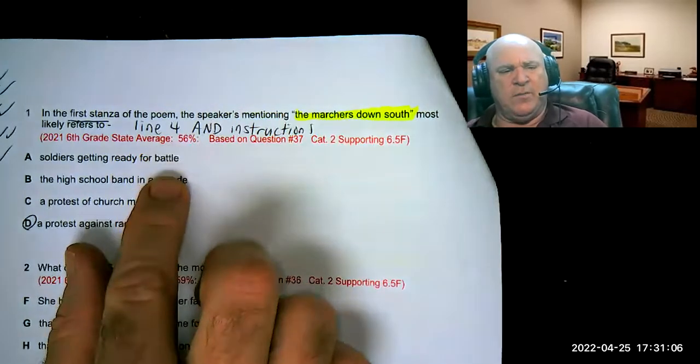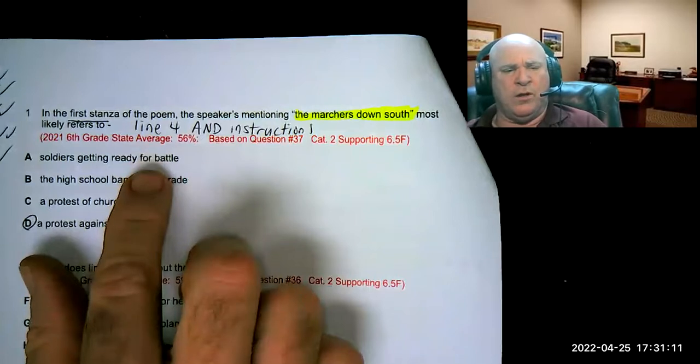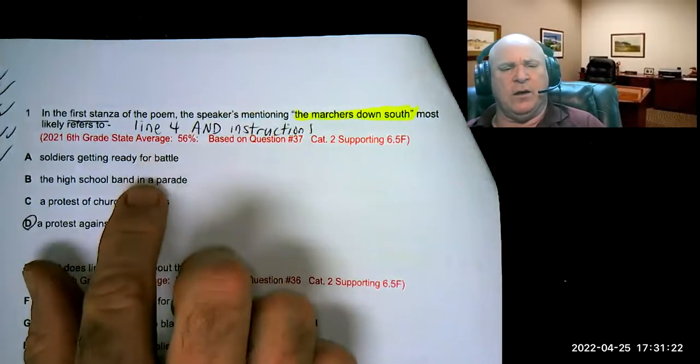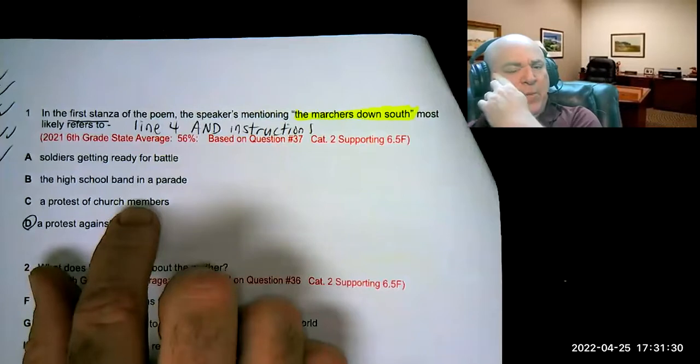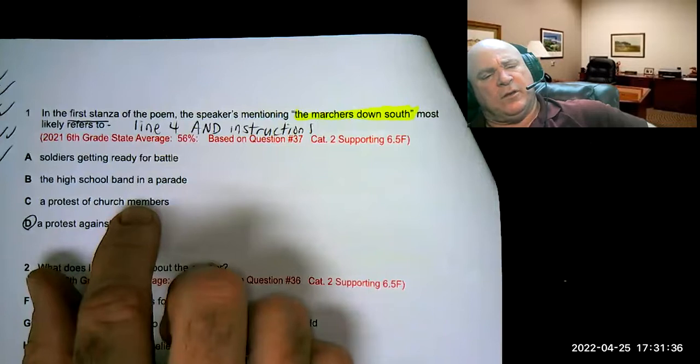Are we talking about some soldiers getting ready for battle? Well, if there's a war going on and it mentions the Army, Navy, Air Force, Marines, possibly. A high school marching band in a parade. If we're in a school setting, that's positive. A protest of church members. So if it's possibly something to do with church members getting angry about something, or a protest about racism.